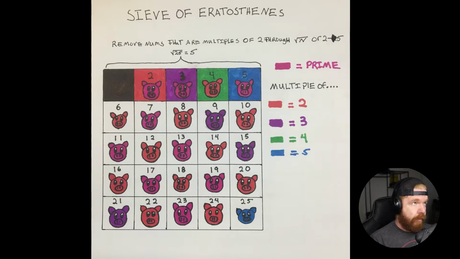Then we're going to move on to 3. Everything that's a multiple of 3, we're going to remove. So that's going to be 9, 15, and 21. Those are the only ones left.